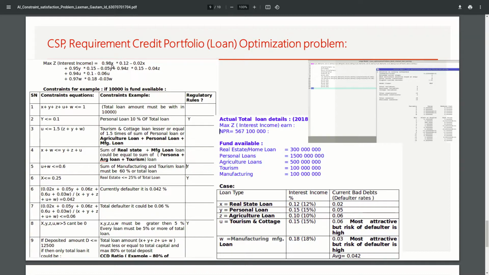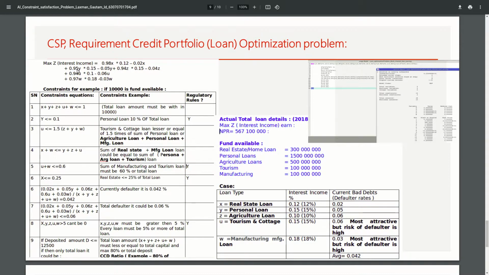This acts as a real estate loan amount. It could be some amount which we have listed here. Then that could be 12% minus 2% of that, which is a failure. So this is the total earnings after subtracting the defaulter rates, this is the possibility of getting a good income.